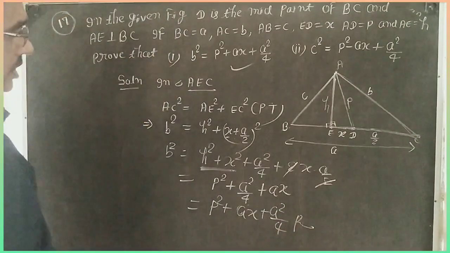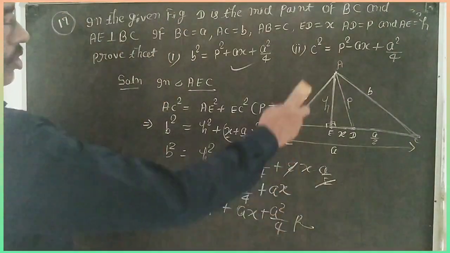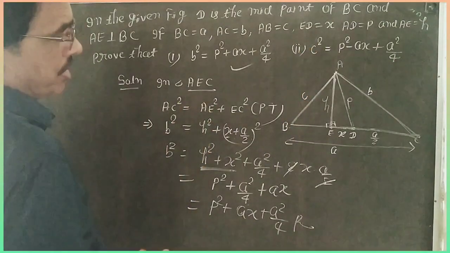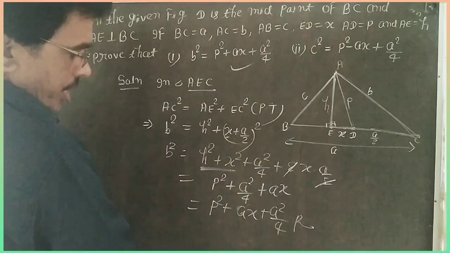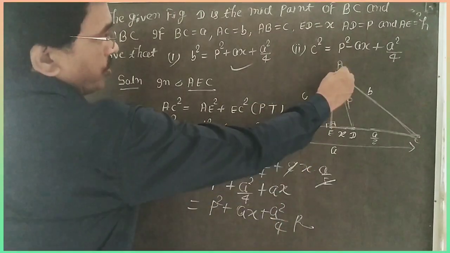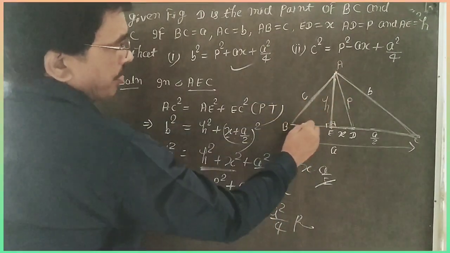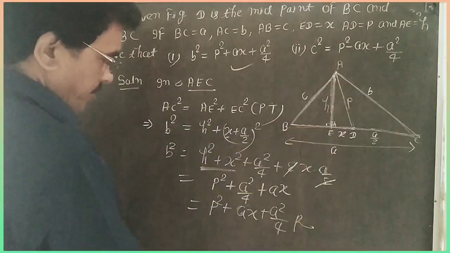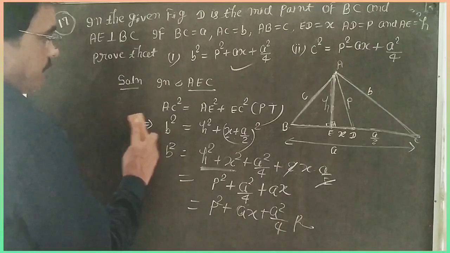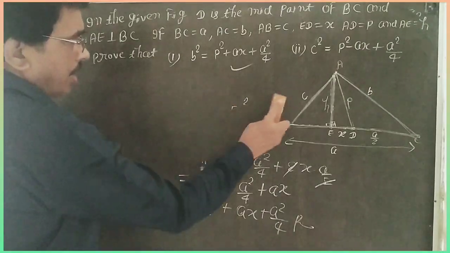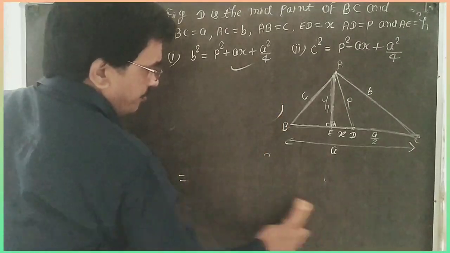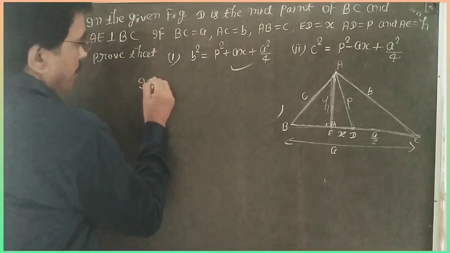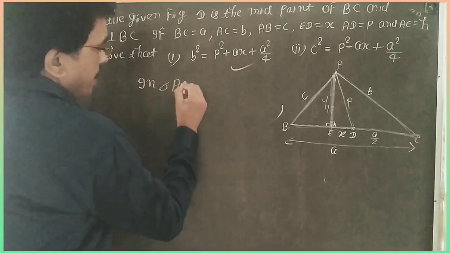It is the first question. Similarly, your next question is now c square. So dear student, now find c square in which triangle? C is the hypotenuse of triangle ABE. So we solve, find in triangle ABE.